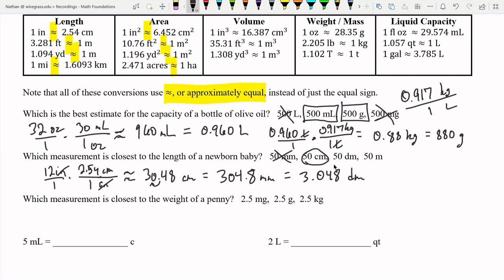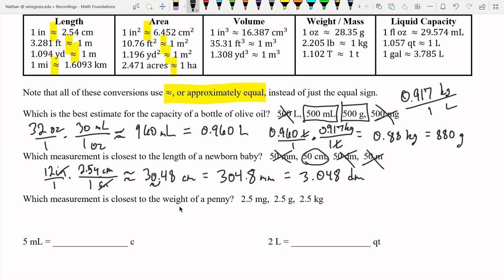Well, this would be what, 500 centimeters? 30 centimeters is the length of a baby. 500 centimeters, that's going to be what, 12 times as big? No, the baby's not 12 feet. That's way too large. And 50 meters is even bigger than 50 decimeters. So that's going to be even larger and therefore not reasonable. So 50 centimeters is the closest measurement to a newborn baby.